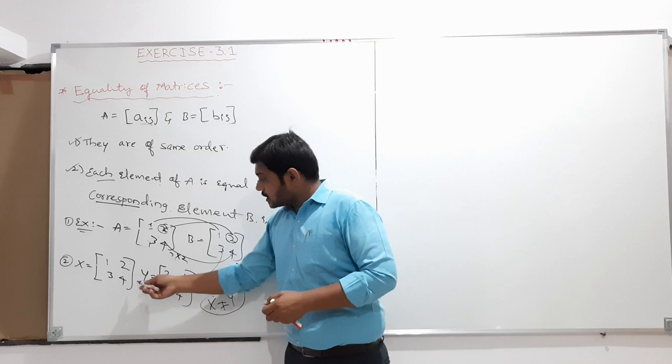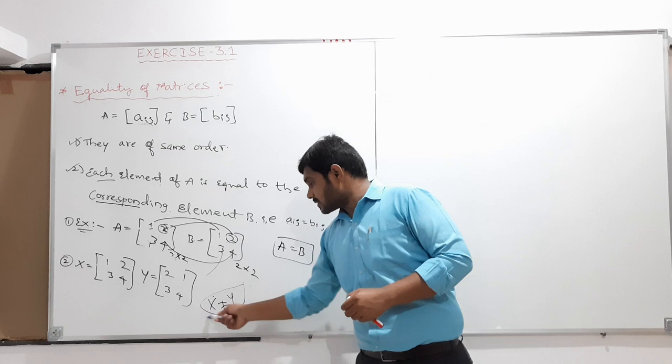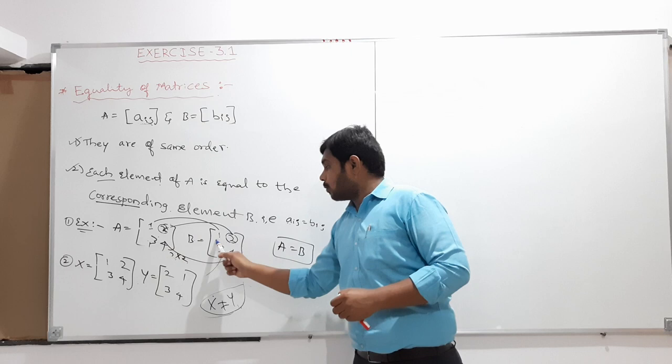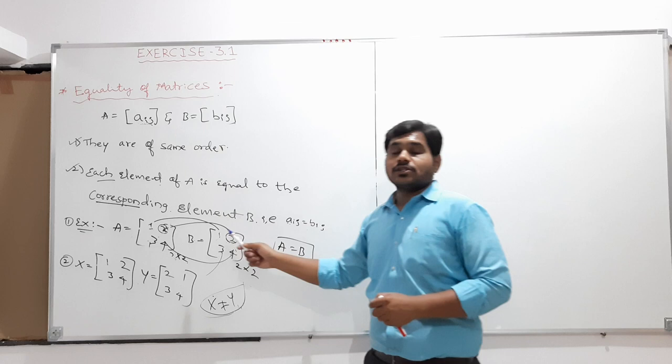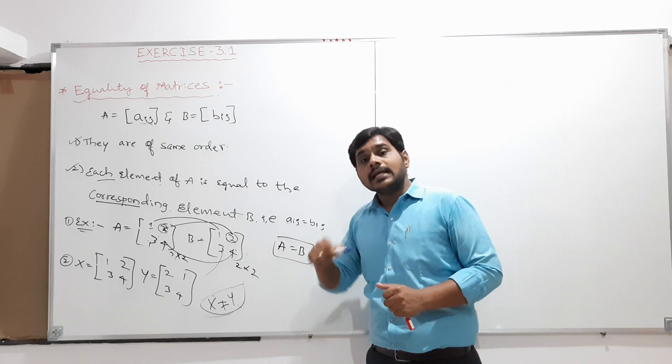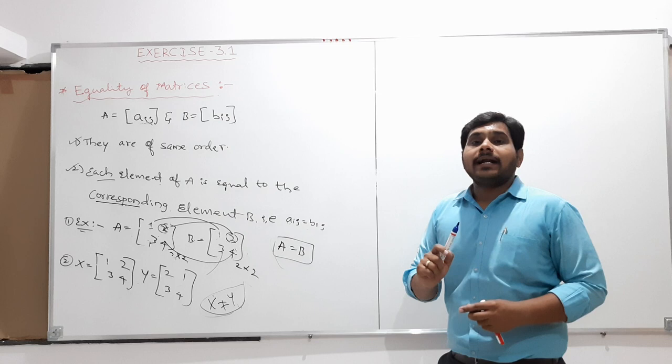So therefore these two matrices are not equal matrices. But if you consider this example, 1, 2, 3, 4, in this case the order is also the same, and each element of A is equal to each corresponding element of B. Therefore we can say that these two matrices are equal matrices. If two matrices are equal, we denote it by A equals B, where A and B are the matrices.